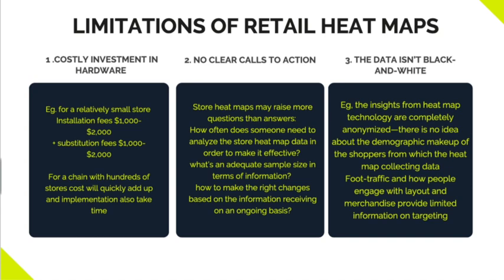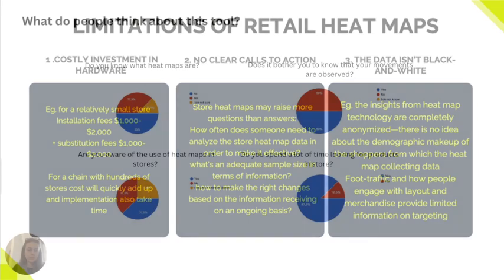While store heat maps can offer a level of insight that had previously been unattainable, the data itself is really only surface level. While helpful, the insights give no information about the demographic makeup of the store about which the heat map is collecting data. Then, despite having an understanding of foot traffic and how people engage with layout and merchandise, you can't be sure you are even talking about the target audience.